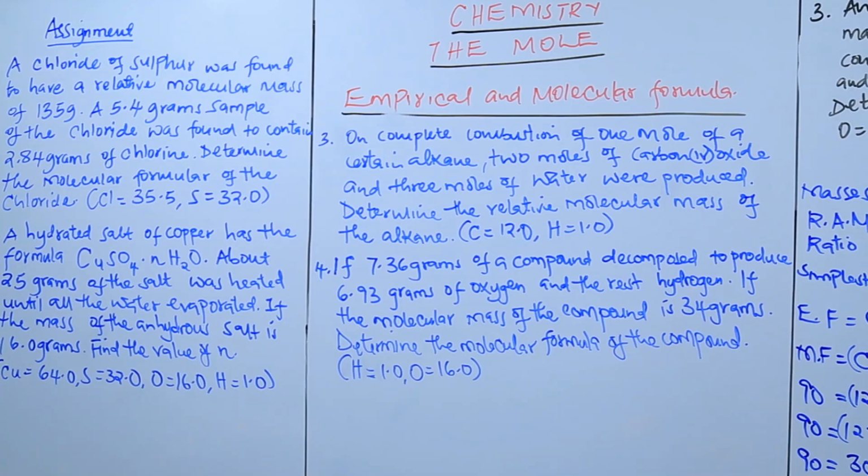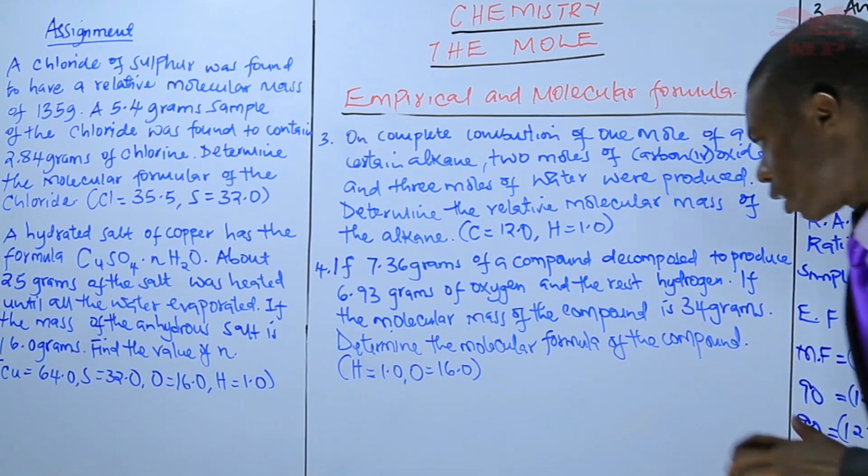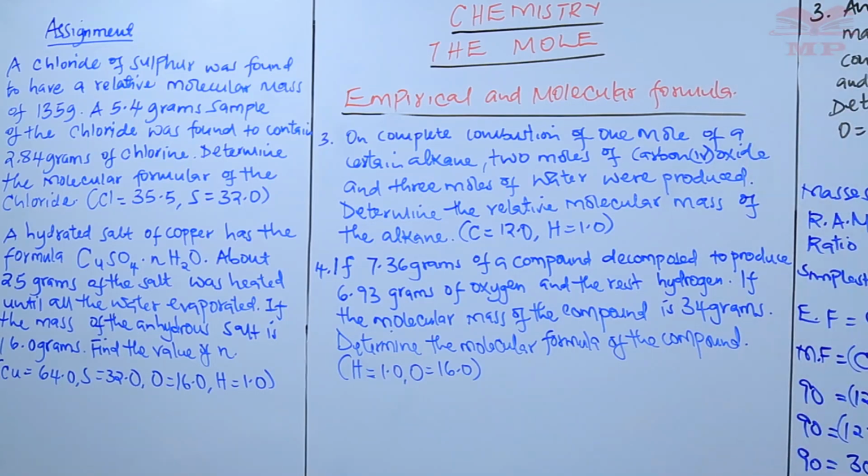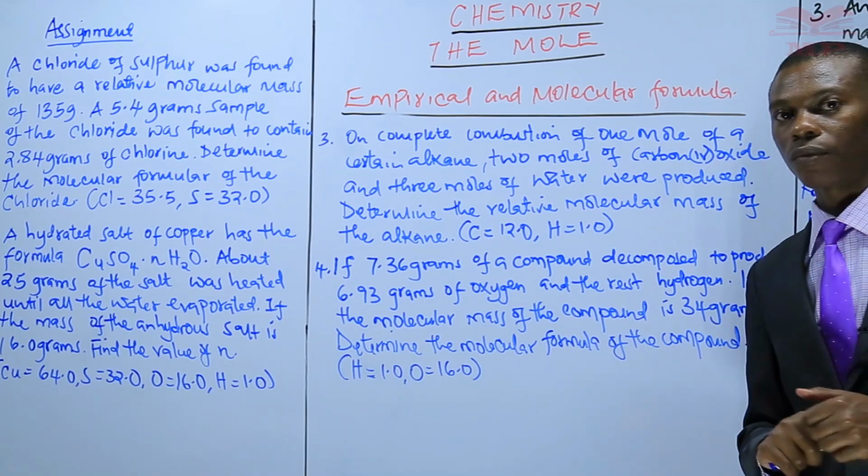And the last question is question number 4. If 7.36 grams of a compound decomposed to produce 6.93 grams of oxygen and the rest hydrogen, if the molecular mass of the compound is 34 grams, then determine the molecular formula of the compound. Hydrogen has a mass of 1 and oxygen has a mass of 16.